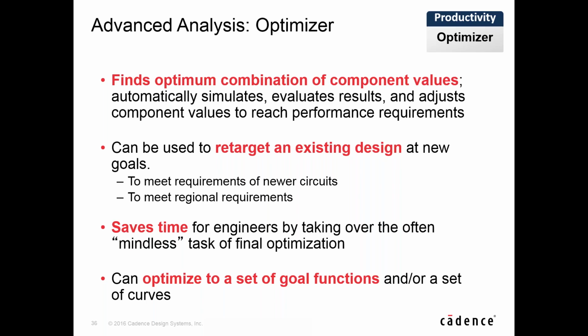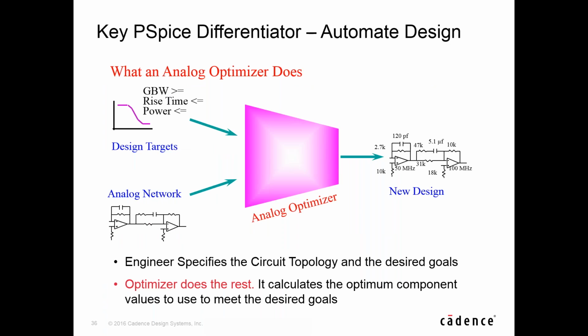It's automated. This is one of the things I love about automated simulation engines. You can give this problem to the simulator. It can run 1,000 simulation runs. During that time, you're thinking about more important things. So how does the optimizer work? You basically give it a circuit, an analog circuit. You give it design targets, power, rise time, GBW, and it'll go through and vary the value of the components and other parameters to achieve the goals that you specified.